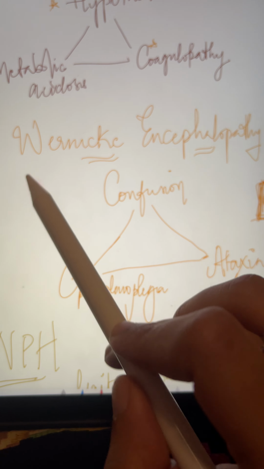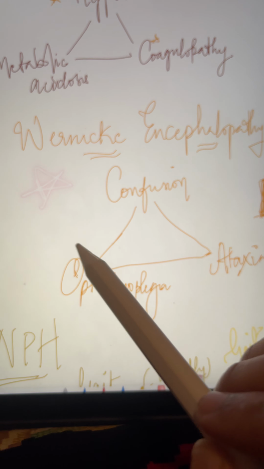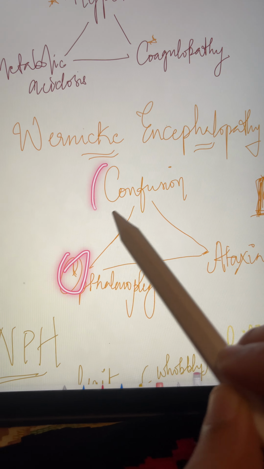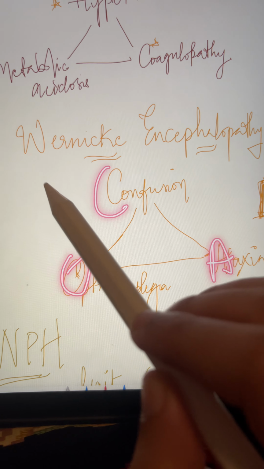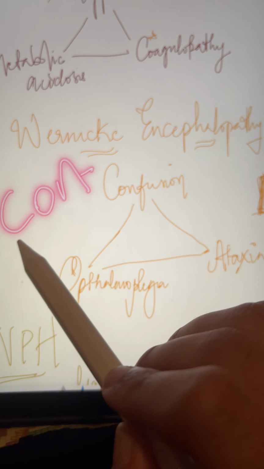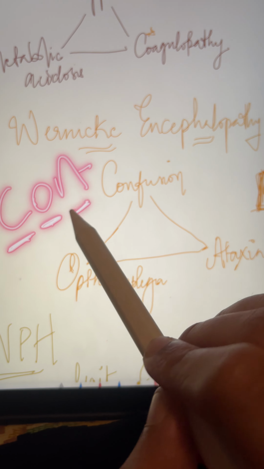Then the very famous Wernicke's encephalopathy, which is marked by ophthalmoplegia, confusion, and ataxia. Mainly we can say COA, that is confusion, ophthalmoplegia, and ataxia.